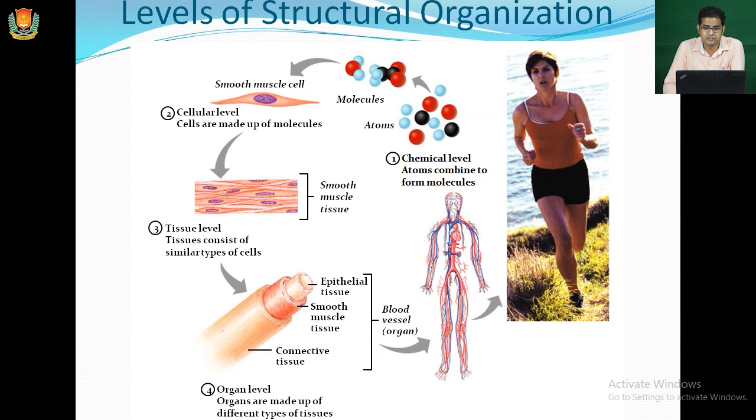Here in this diagram we have shown how the chemical level atoms combine to form molecules. These molecules further sum up to form a particular type of cell called a smooth muscle cell, which is part of the cellular level, and these cells unite together to form tissues. This is the tissue level, and tissues are again classified into various types like epithelial tissue, connective tissue, nervous tissue and muscle tissue. There are four major types of tissues, and these tissues combine together to form organs, and each organ is made up of different tissues. In this manner the complete organism is formed.